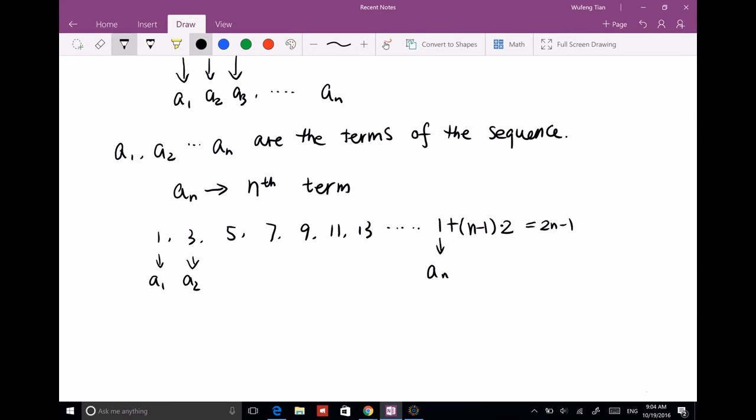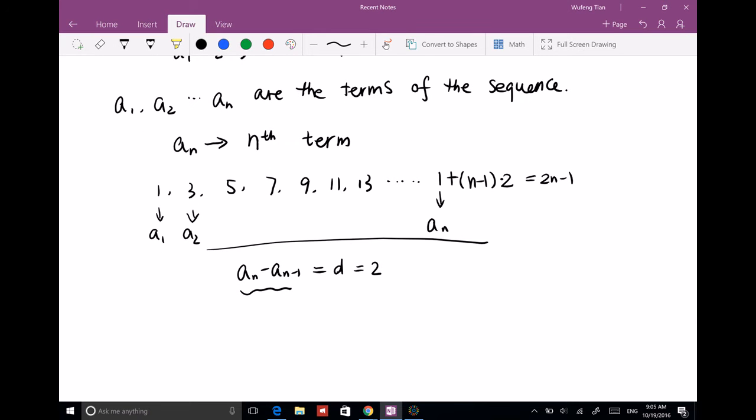So we can see that an minus a(n-1), the difference between two terms, is a common difference d. For this one, an minus a(n-1) equals d equals 2. Sometimes it equals another number, but they all have a common difference. This kind of sequence, we call an arithmetic sequence.